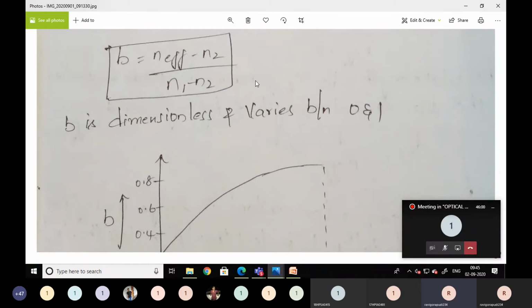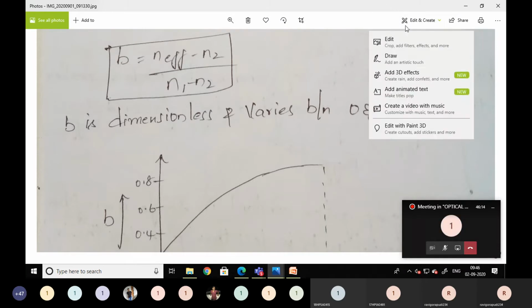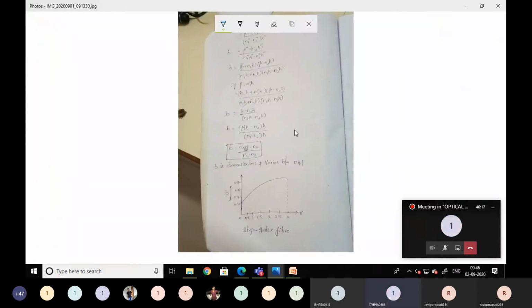It is clear. The derivation is clear. All of you, derivation is clear or not? Yes, sir. Any doubt, anyone? This formula.